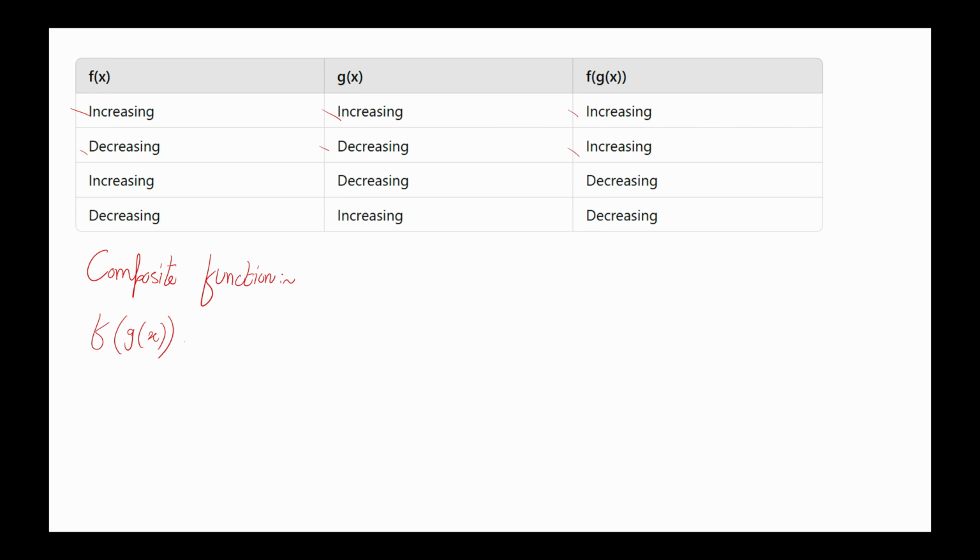However, if both of them are different, f of x and g of x, one is increasing, one is decreasing, then my f of gx would simply become decreasing. Now this can work other ways as well. Now this function would also be the same for g of f of x.